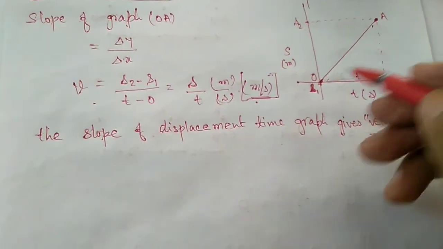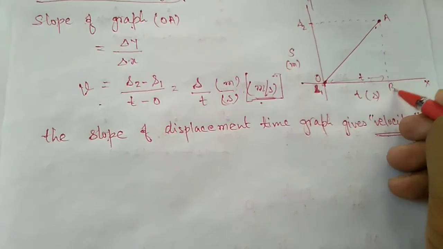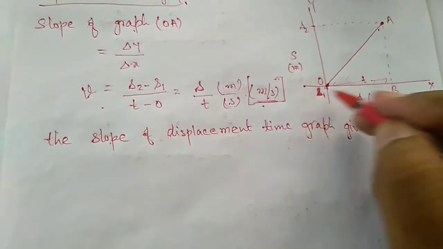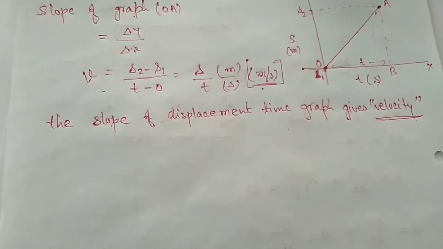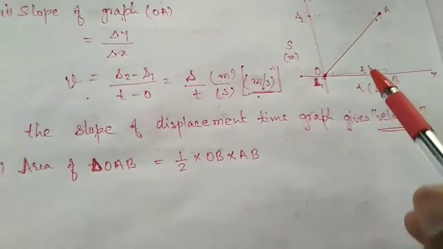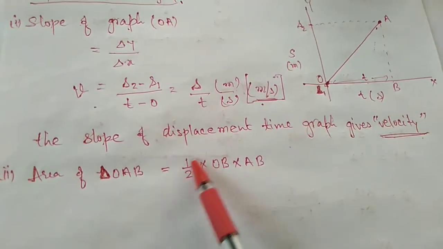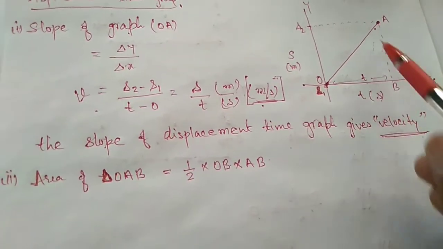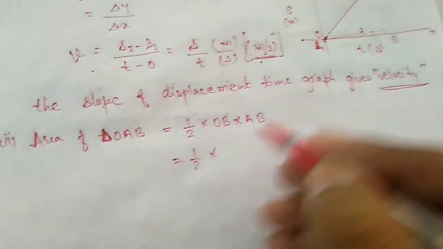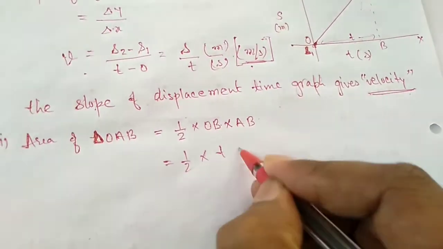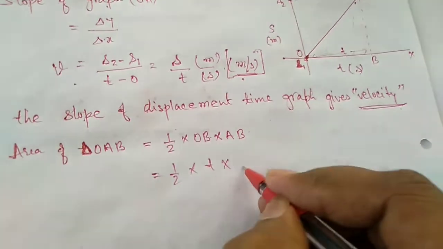So for the area, suppose this is point O, this is point A, this is B. This is just like a triangle. So what can we calculate? The area of triangle OAB. Area of triangle OAB is equal to half into base into height. Let's fill in the values. Half into the value of OB, this is the time t, and the value of AB, s2 minus s1.